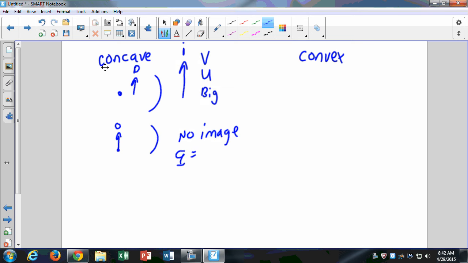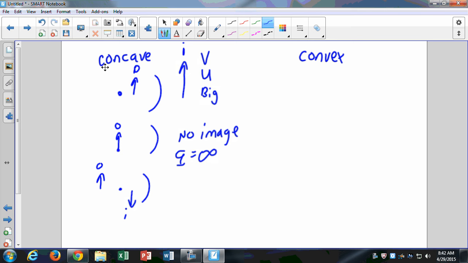Mathematically, we would say that Q is equal to infinity. And so if F equals P, it turns out that Q is undefined in your calculator, or it's equal to infinity. And then the other one is when the object is outside the focal point. In this case, our ray diagrams give us an image that looks like this.